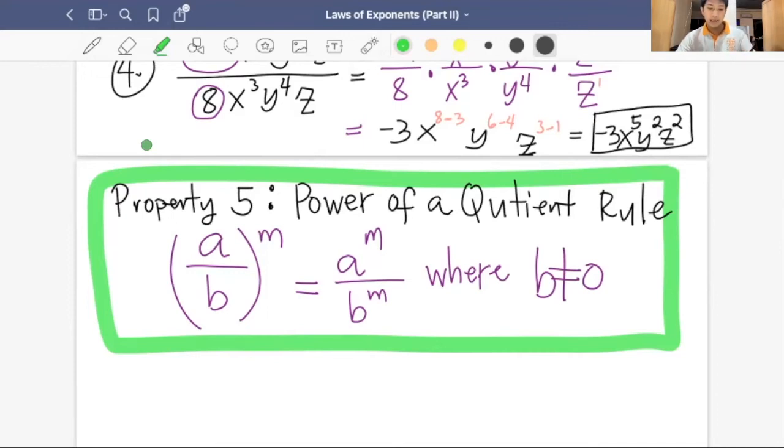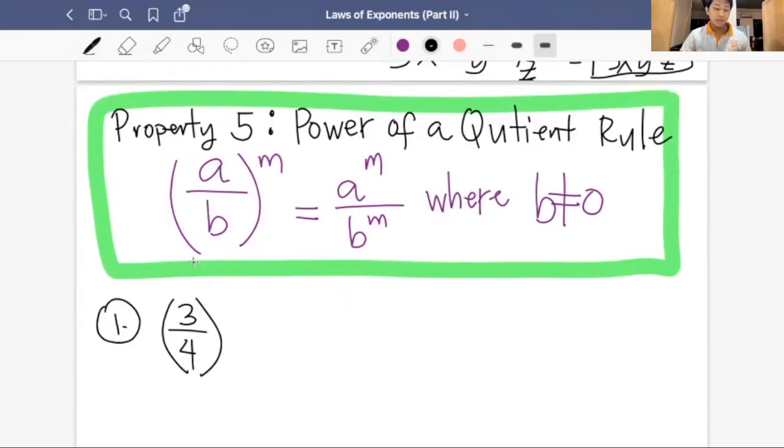So algebraically, if we have, for example, a over b as our fraction and it is being raised to m, which is the exponent, all you have to do is raise this to the exponent m. So we have a to the m over b to the m, where b is not equal to 0.